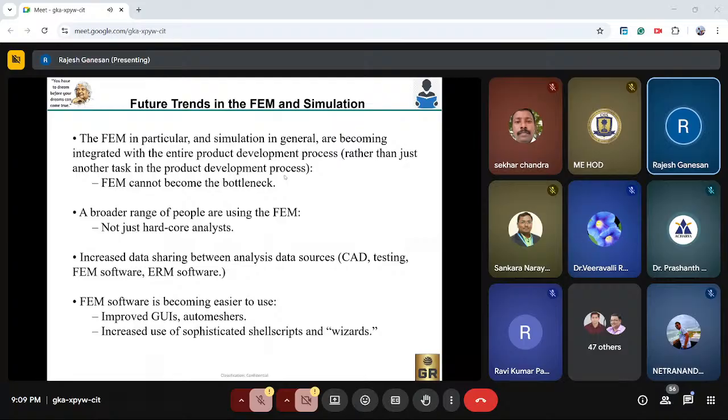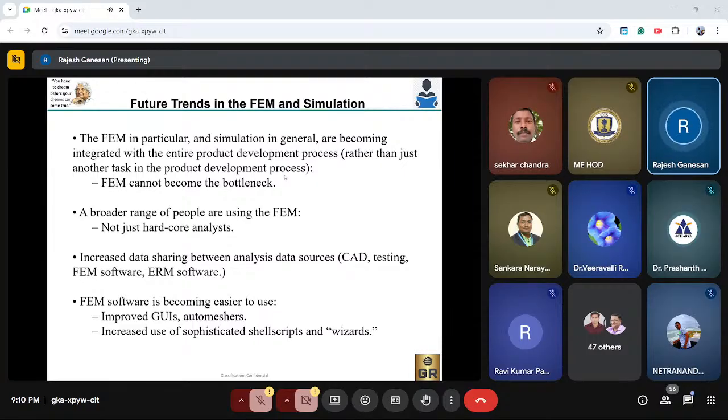Future trends in FEM and simulation. FEM in particular and simulation in general are becoming integrated with the entire product development process. That is, FEM cannot become a bottleneck. A broader range of people are using FEM nowadays. Everyone is doing FEM, even for a simple component. If they do not have any software or license, they contact external agencies to analyze their product and get the results on whether the design is right or wrong. Everyone is doing it nowadays.